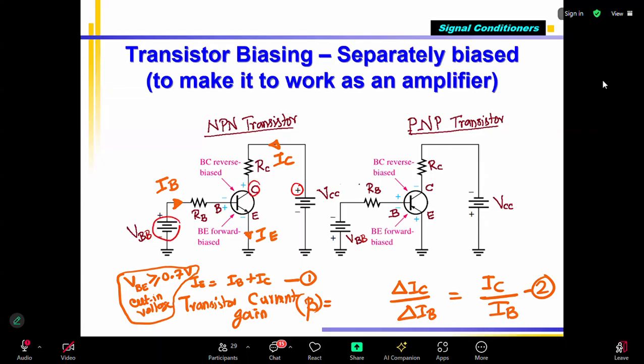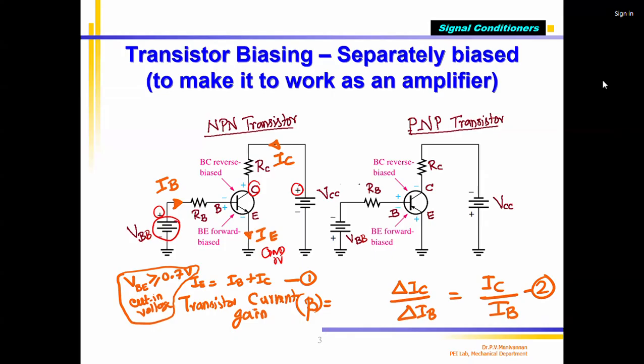Similarly, VBB plus should be connected to the base. The emitter, as well as the negative of both the power supplies, should be connected to ground or 0 volts. This is an NPN transistor. If you use a PNP, it is the same. Again, it has a collector, an emitter, and a base.